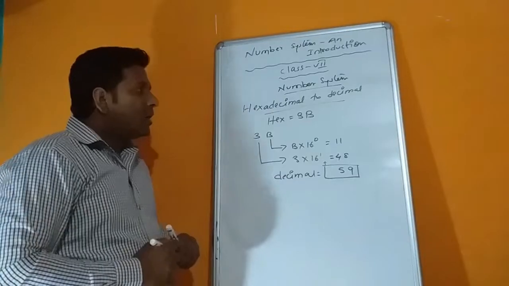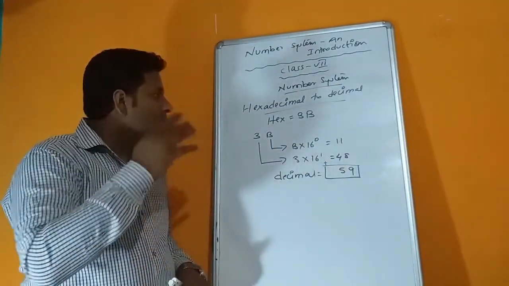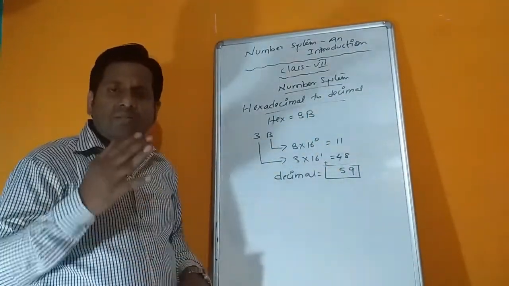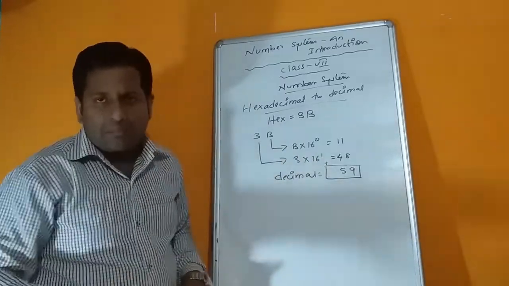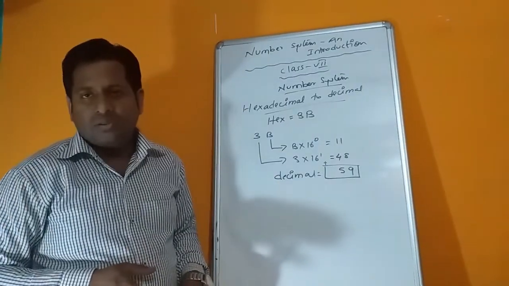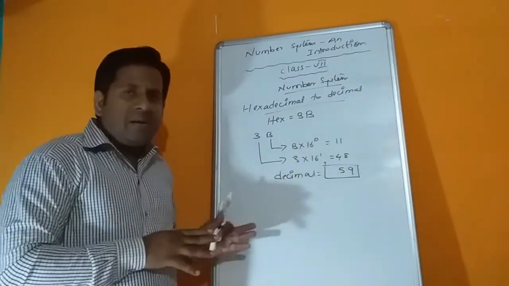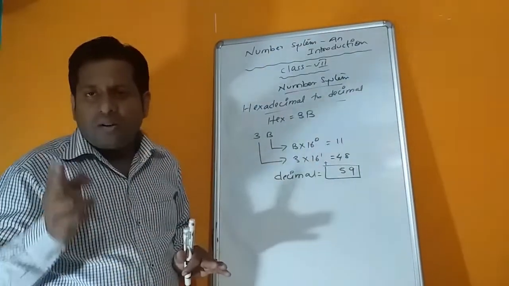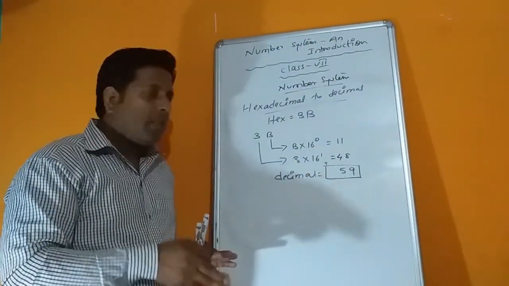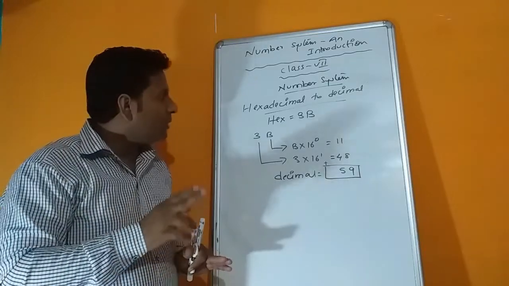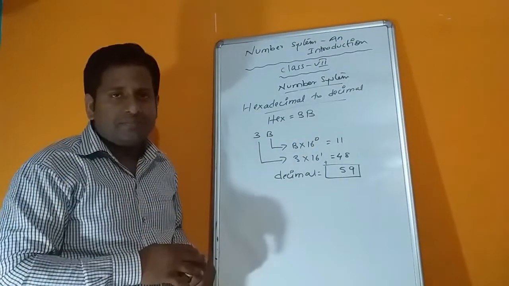So children, conversion of octal to decimal and hexadecimal to decimal are the same. In the same way we have to convert. The main important part is binary to decimal and decimal to binary. So is this clear, children? Okay. So now you'll get some homework.